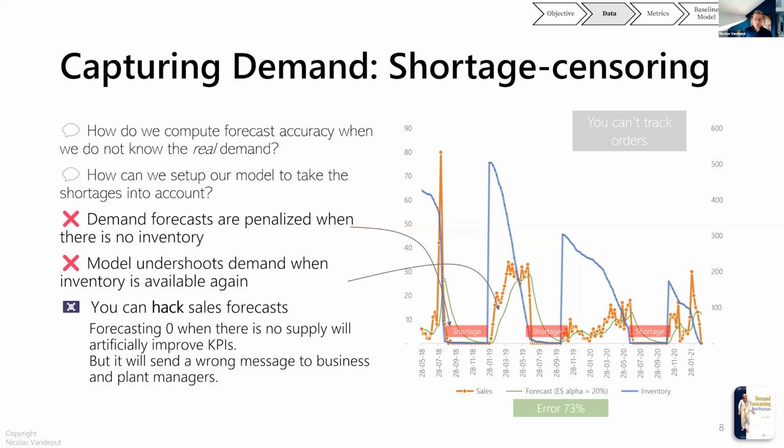So we have an issue here because our models are wrong. We don't really know the forecasting accuracy, and people can hack the forecast. So it's really, really bad. Shortages are very bad. How do we solve this?